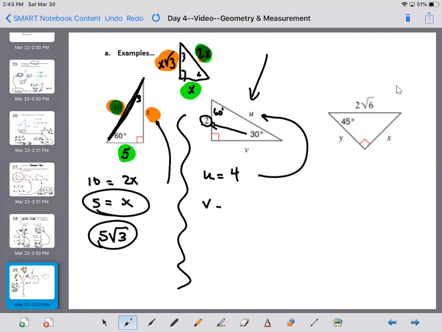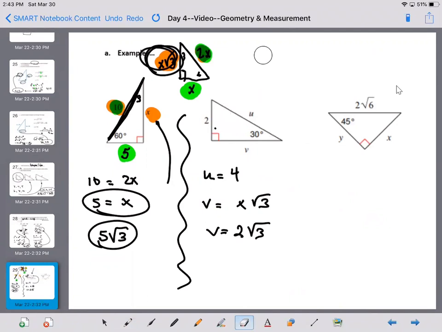Well, v is just going to be this relationship, right? x square root of 3. Well, we know what x is. x is 2. So this would be 2 square roots of 3 for v. So let's go back here and fill in. If this is 2, then u is your hypotenuse. It's going to be 4, and v is going to be 2 square roots of 3.